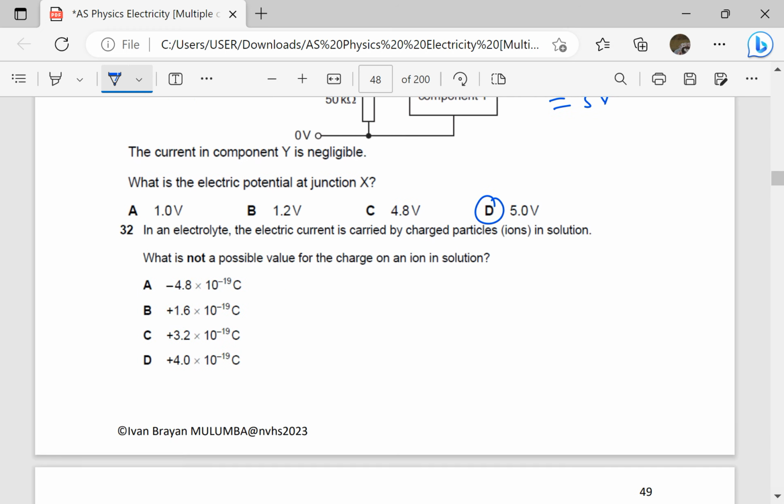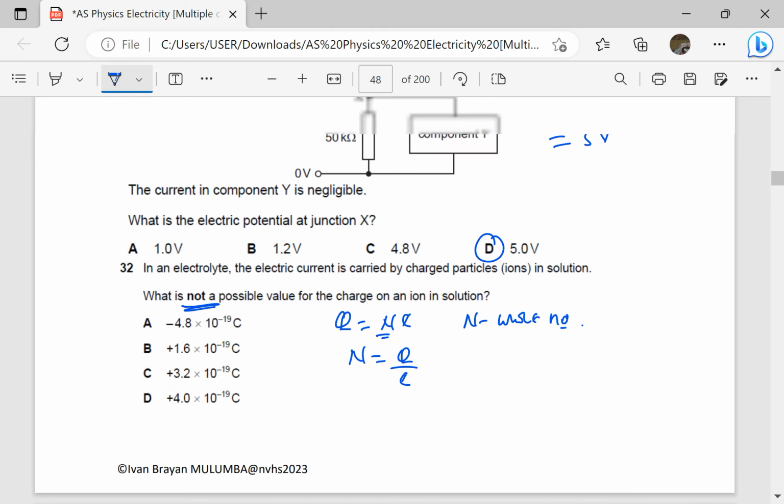In an electrolyte, the electric current is carried by charged particles in a solution. What is not possible? What is not a possible value for the charge on an ion in a solution? So we know that charge is going to be equal to the number of electrons times e, where n must be a whole number. Charge is a multiple of the elementary charge. So n must be a whole number. So n is going to be the charge given divided by e. We are going to check by simply dividing.